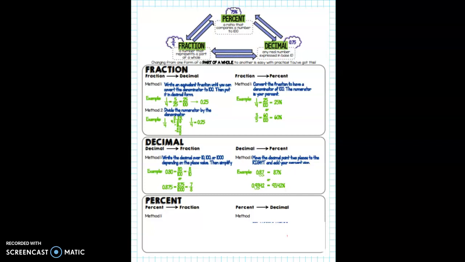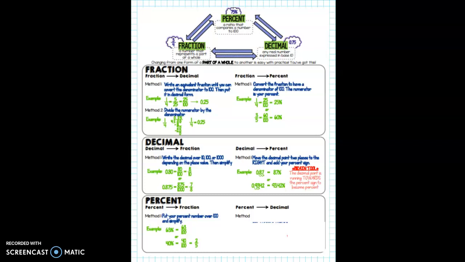Percent to fractions. Put your percent number over 100 and simplify. 60%, 60 over 100. Then divide by 10 to get 6/10. Divide by 2 to get 3/5. 63% is 63 over 100. Neither number is divisible by the same factor, so that is simplest form.